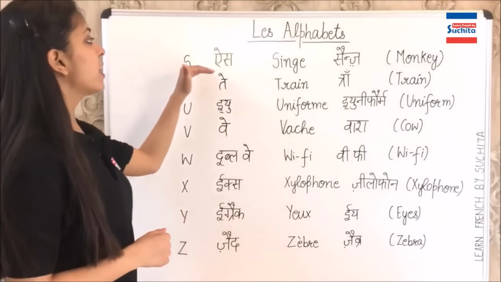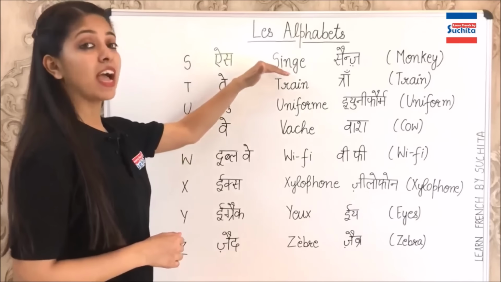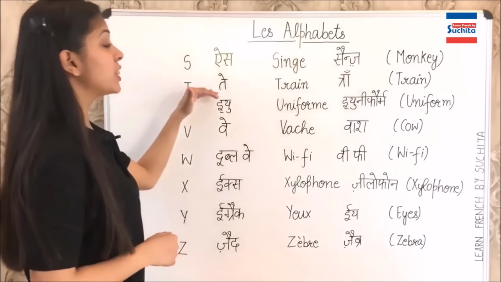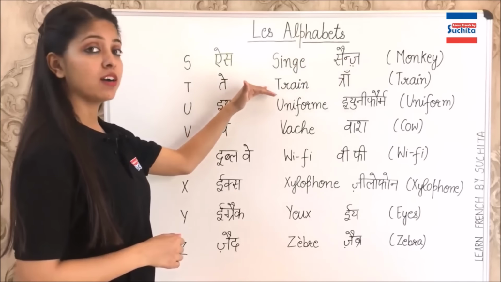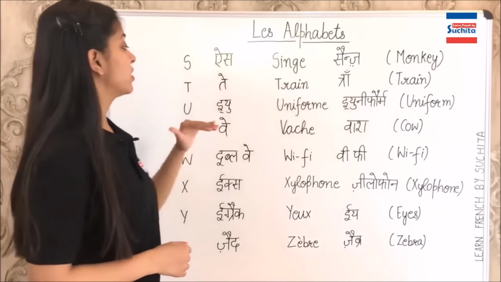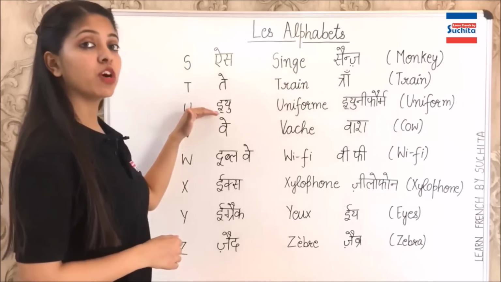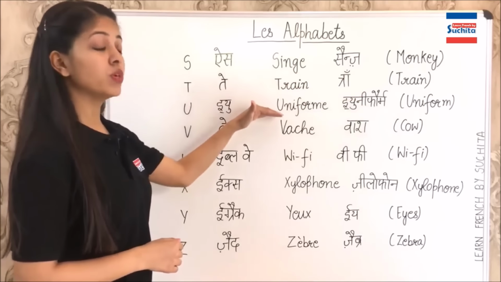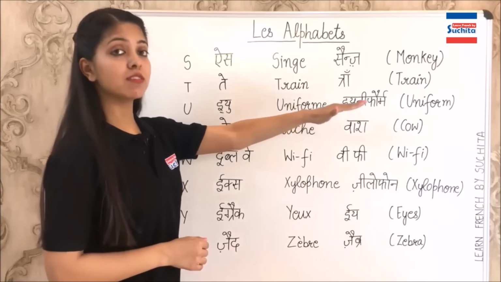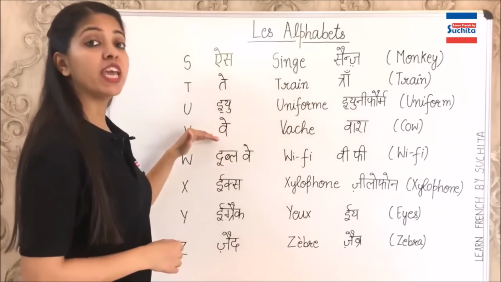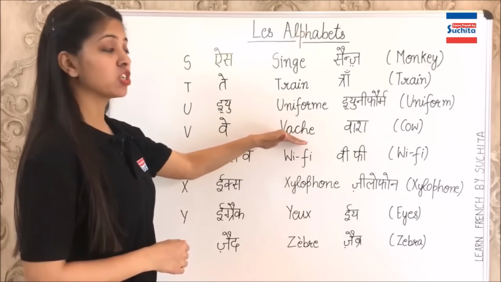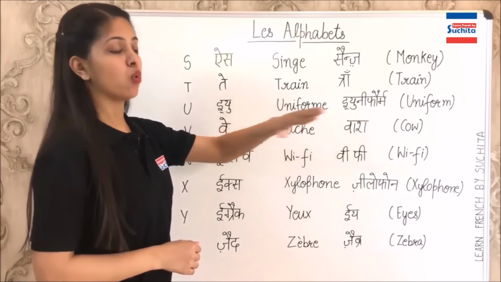Alright, so the next is S, singe, and the meaning is a monkey. T, train, the word is train, the meaning is train. The next is U, the word starting with U is uniforme, the meaning is uniform. V, the word starting with V is vache, the meaning is cow.